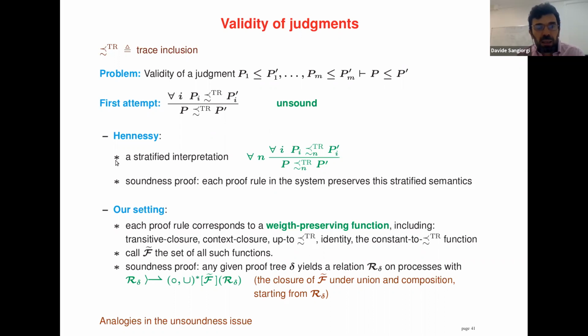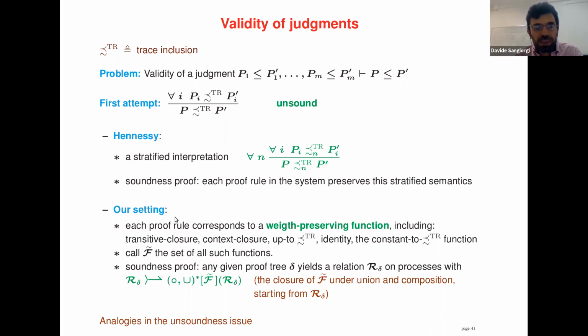And then he goes on to use instead a stratified interpretation that, rewritten in the setting that I have described earlier on, is more or less this: for all approximants of the trace preorder, whenever the premises are in the approximant, then also the conclusion is. Then the soundness proof essentially shows that each proof rule in the system preserves this stratified semantics.